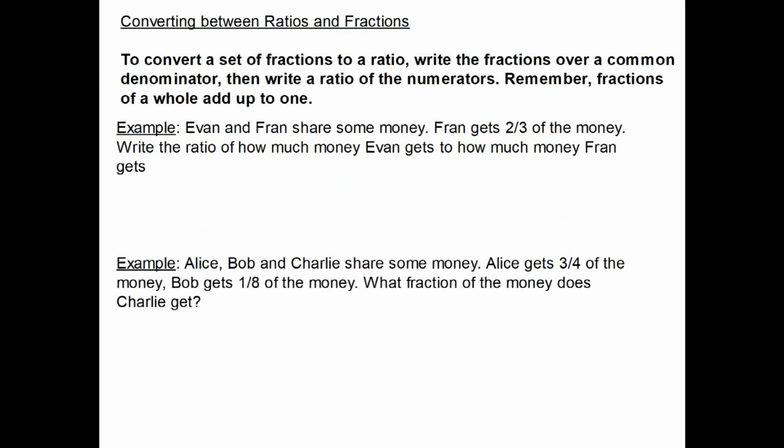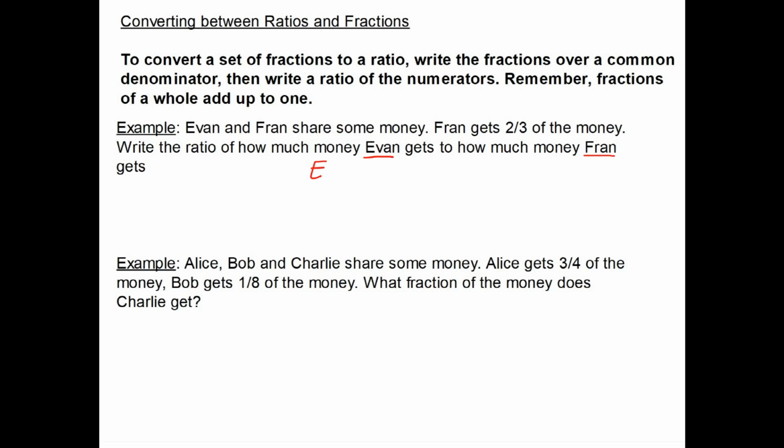To convert a set of fractions to a ratio, we need to write the fractions over a common denominator and then write a ratio of the numerators. You might need to remember that fractions of a whole add up to 1. For example, Evan and Fran share some money. Fran gets 2/3 of the money. Write down the ratio of how much Evan gets to how much Fran gets.